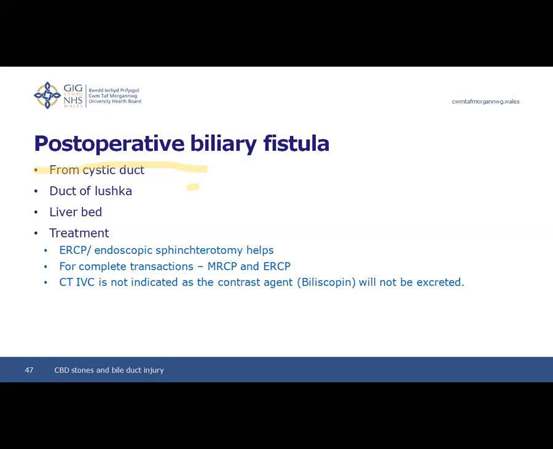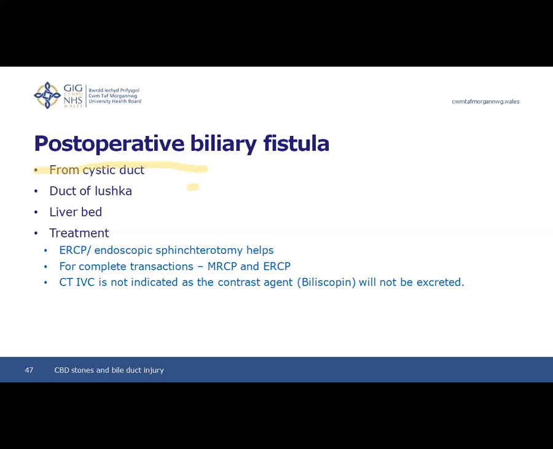Just keep the drain in and try to monitor the drain. With conservative management the patient settles down and goes home. And the treatment of the biliary fistula is usually ERCP, which is very, very important. Any patient who has got bile in the drain, try to do a sphincterotomy. This releases the common bile duct pressure, and there is a continuous flow of bile into the duodenum, thereby decreasing the pressure in the cystic duct and the clip.